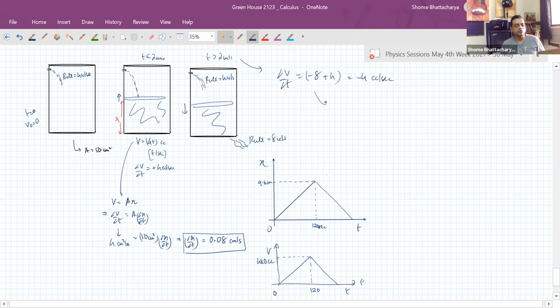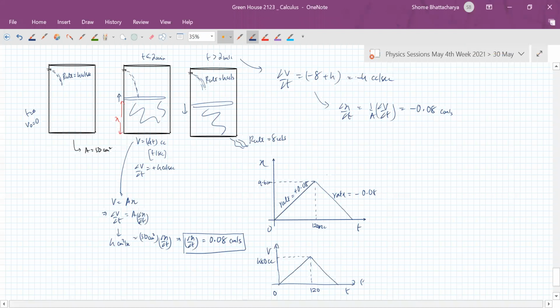Okay. So this will also tell me that delta x by delta t will become 1 upon area into delta V by delta t. So this will become -0.08 centimeters per second. So this was at a rate of plus 0.08. This is now at a rate of minus 0.08. Got it and understood this?